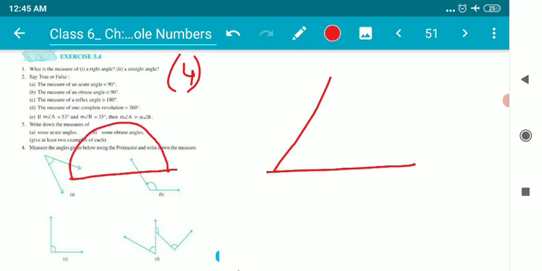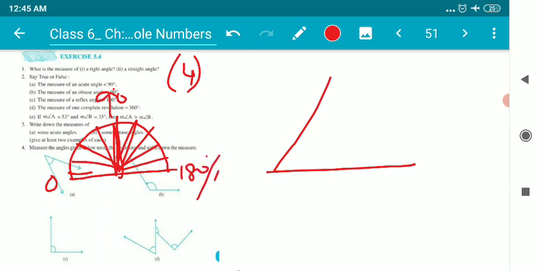A protractor is this kind of device. Maybe you have seen it in your geometry box. This is 90 degree. Okay, this is 0 degree and this is 180 degree. And here also again we can write 0 degree and this one can be 180 degree. Okay, children. Now, what you have to do is hold the protractor like this, and the center part of the protractor will fall exactly on the vertex of the angle. And this is 90 degree, the measure of 90 degree.